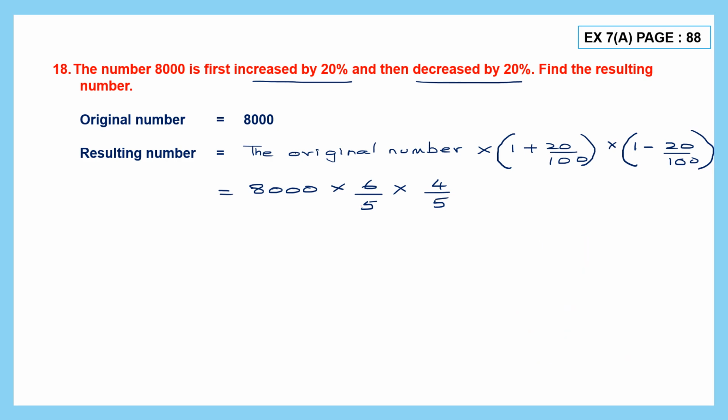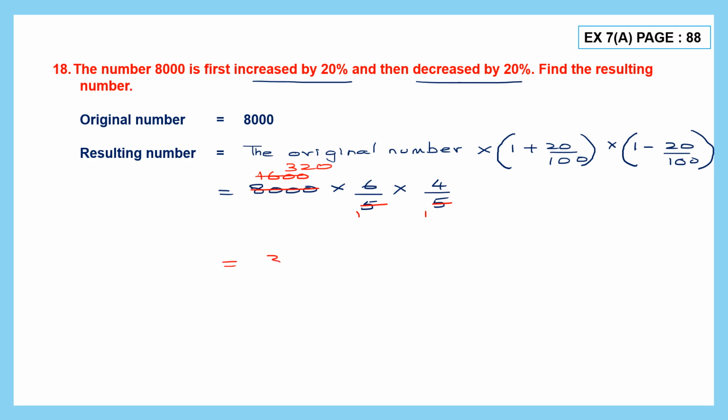So here we can cancel. 5 ones are 5, and 5 into what will give us 8,000? 1,600. Now again we can cancel 5 and 1,600. That is 5 ones are 5, and 5 into 320 is 1,600.